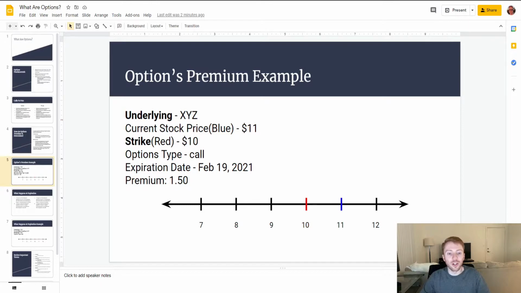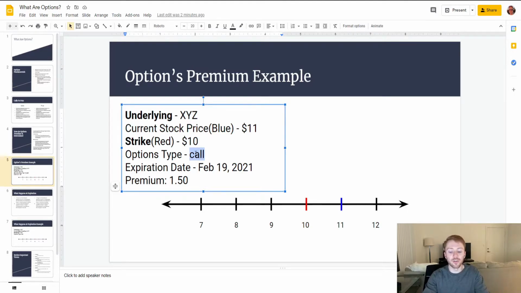So if we want to calculate the intrinsic value and the extrinsic value, the first thing we need to decide is: is this option in the money or out of the money? We can determine that this option is in the money because it's a call and the current stock trading price is above our strike price. Then we calculate the intrinsic value, which is the difference between our strike and the current trading price. Since there is a $1 width between our strike price and the current trading price, of this $1.50 premium, $1 is the intrinsic value. Then we can do some simple math and figure out that 50 cents of this $1.50 is the extrinsic value, or the time value associated with having 1 month until the option expires.